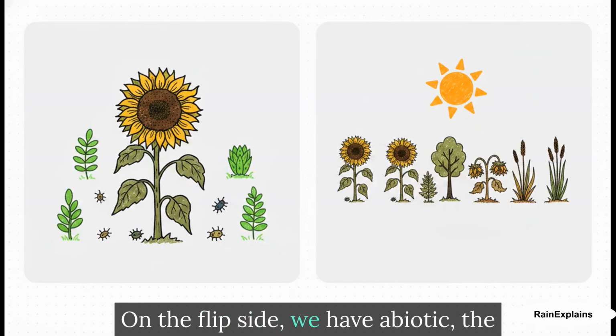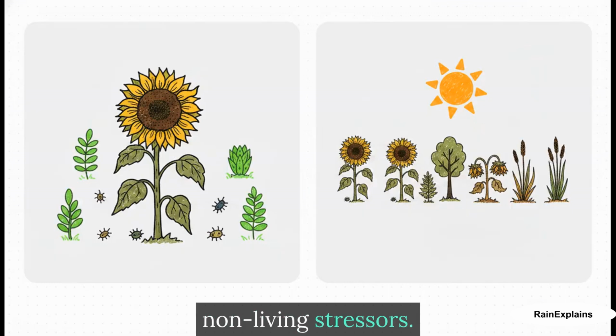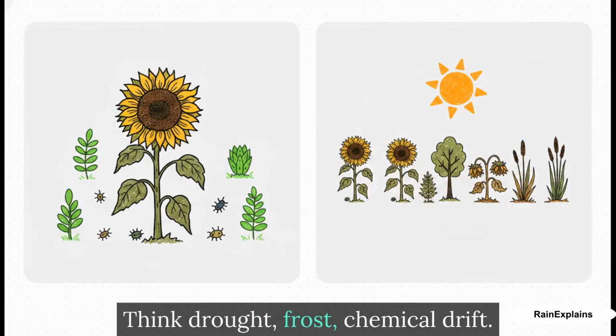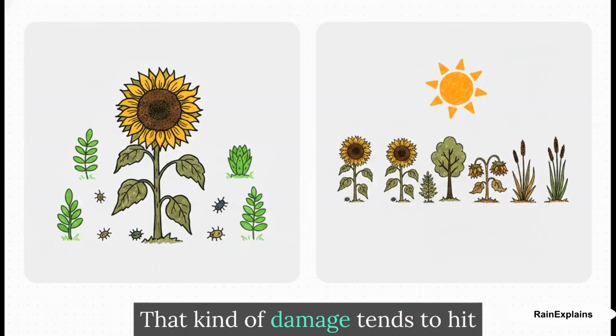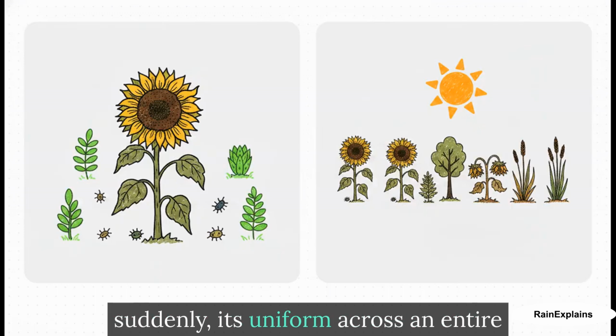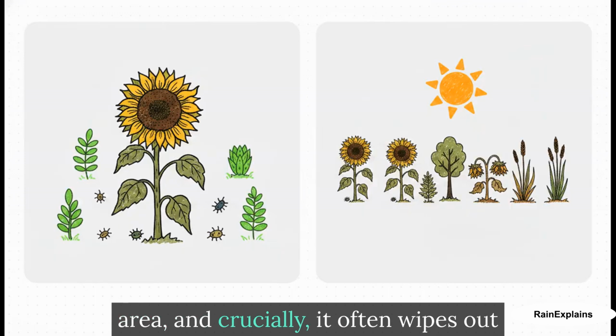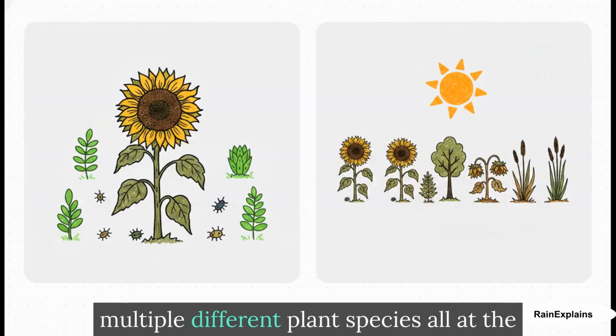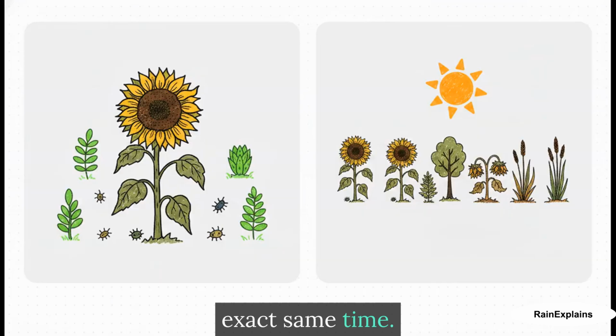On the flip side, we have abiotic, the non-living stressors. Think drought, frost, chemical drift. That kind of damage tends to hit suddenly, it's uniform across an entire area, and crucially, it often wipes out multiple different plant species all at the exact same time.